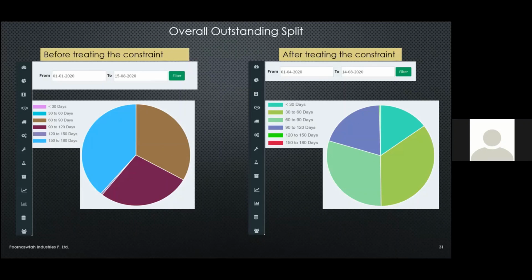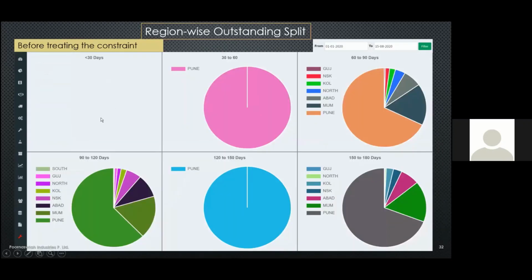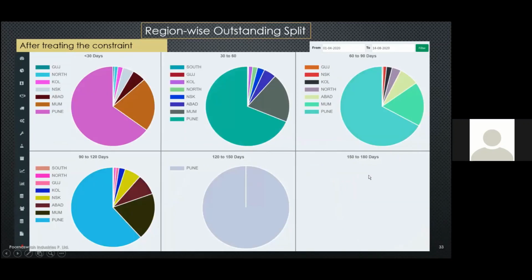Last two slides, have a look. Before treating the constraint, this is the region-wise outstanding split. Pune 30 to 60, this much. What I want to tell you is that less than 30 days, nothing is there. And as we see, 150 to 180 days is here. And after, see these slides, these areas are shifting back and less than 30 days is increasing. So that is how it is.